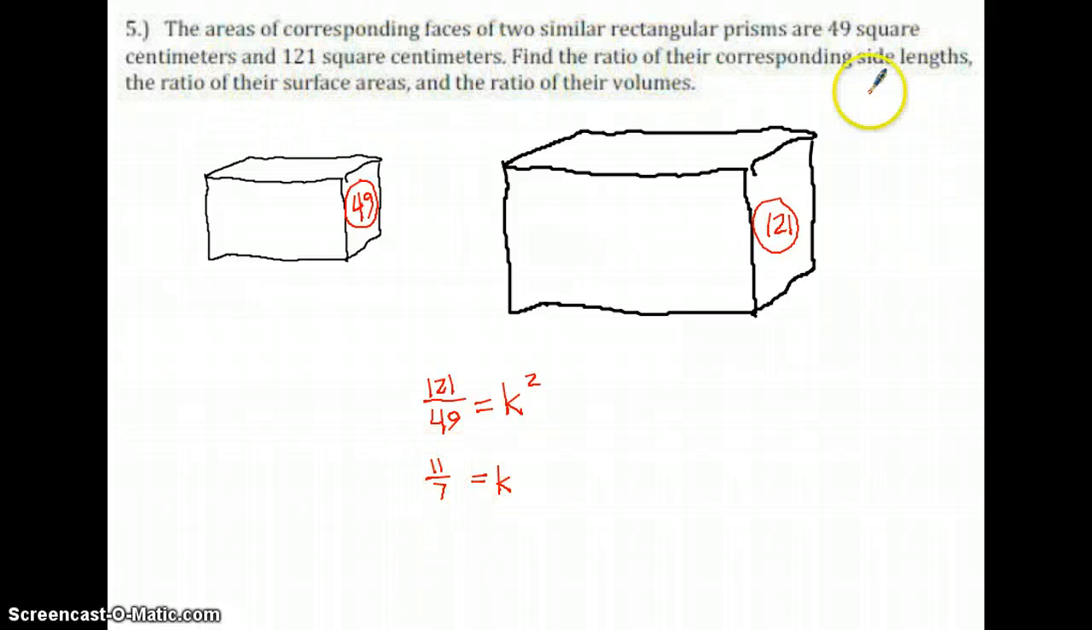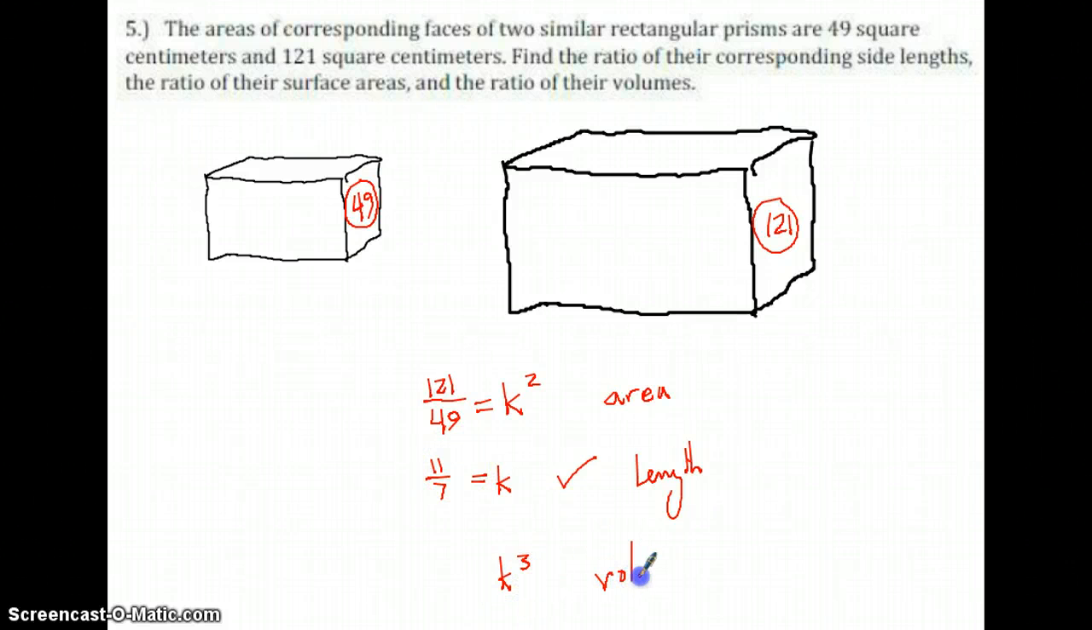Find the ratio of their corresponding side lengths. So I just did that. That's right here. Done. And the ratio of their surface areas, which would be this one. Okay, length. I should label these. That's length. This would be area. Any area: surface area, one face, base, lateral area, whatever you want to say. That would be the area ratio, and the volume. Volume ratio would be this one. And guess what? That's just this thing cubed.